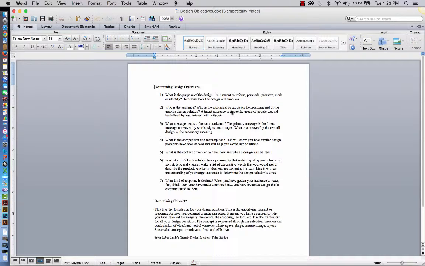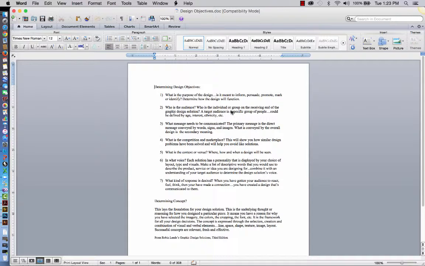The context or venue, that's where and how a design would be seen. Is it going to be seen in the hallways at school? Is it going to be seen on the web? Is it going to be seen on the side of a bus or a park bench? All of that absolutely determines the size of your type, the color, and your overall design aesthetic.